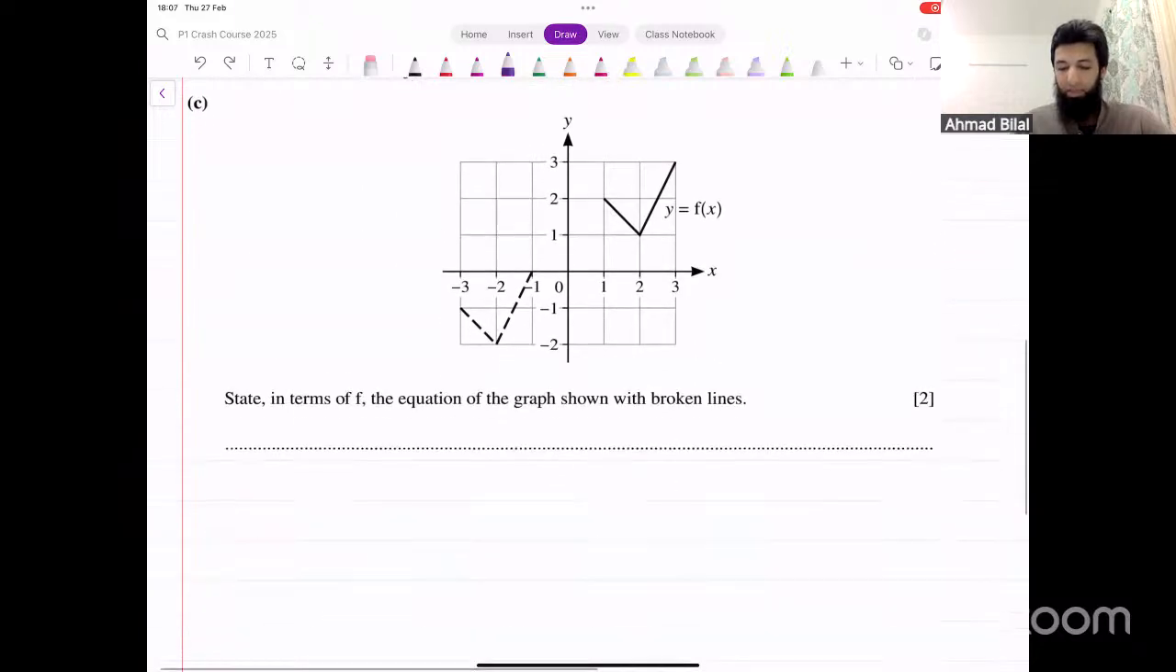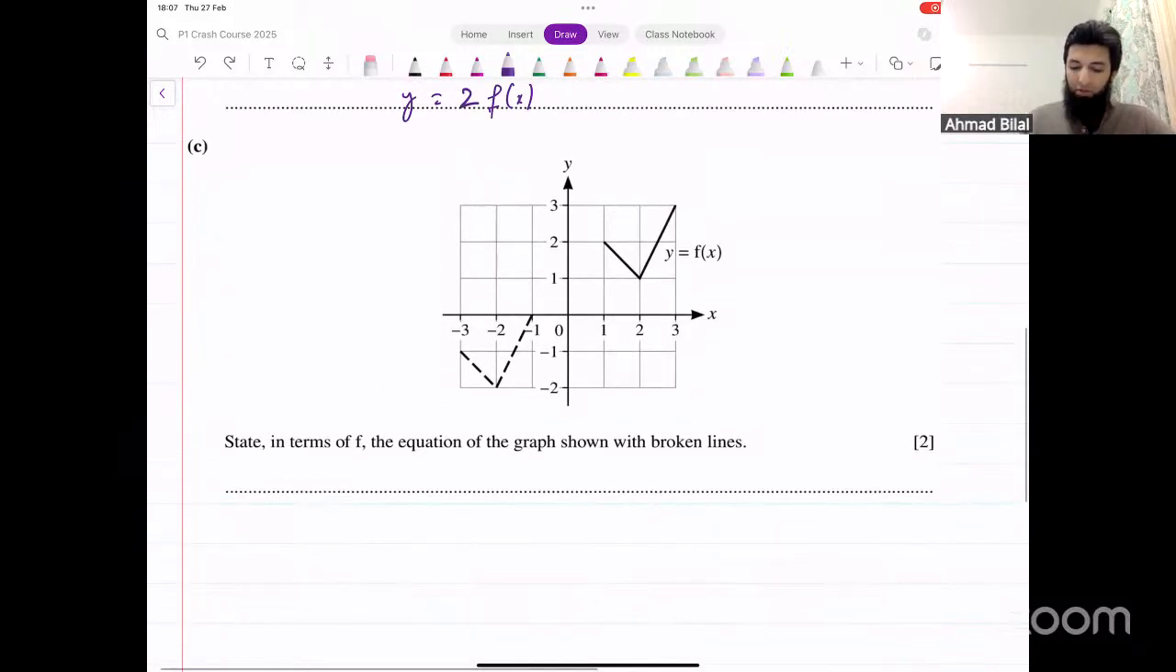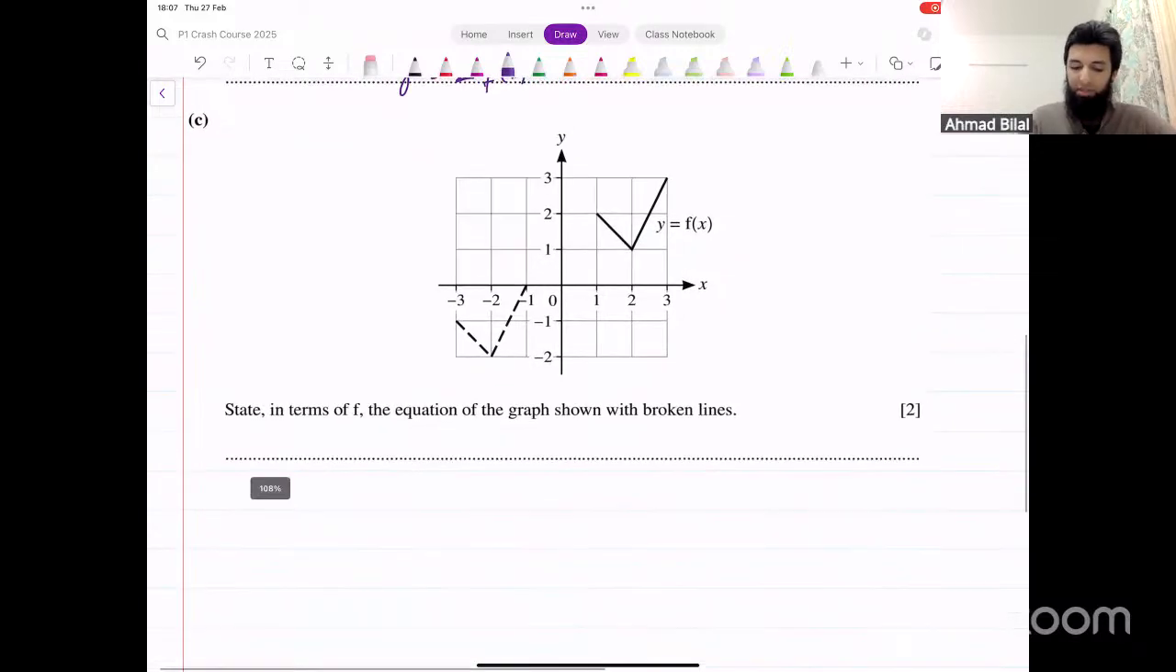Okay, let's move on. What about this now? This is the original graph that's going to this broken lines graph. How do we get from that first form to this form? Let's think about it. What transformation is this? This is translation, right? The graph is shifted to this other graph. Every point has moved there.